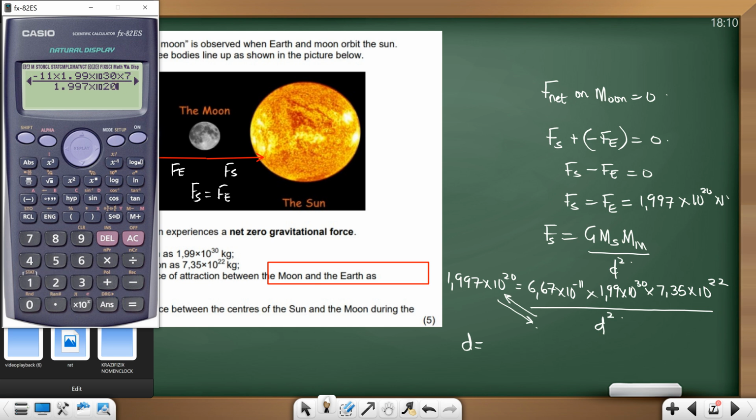1,997 times 10 to the power 20. But I need to find the square root. All right, please confirm 2,21. That is what I have. Please confirm. 2,21 times 10 to the power 11.